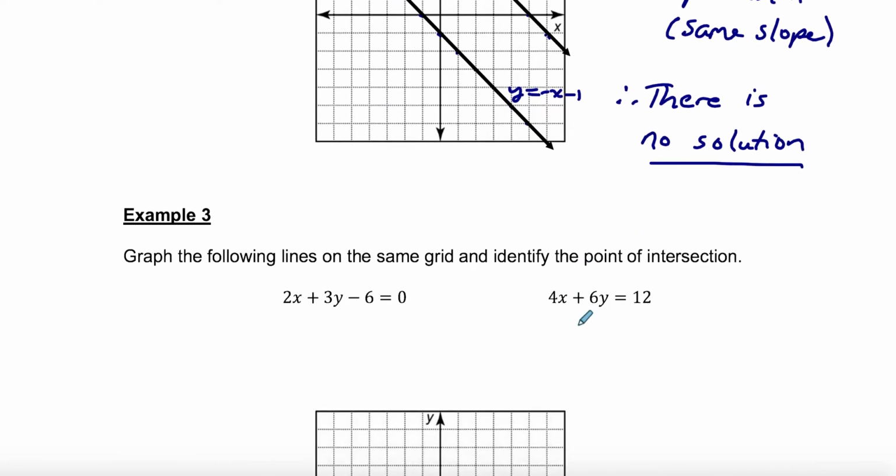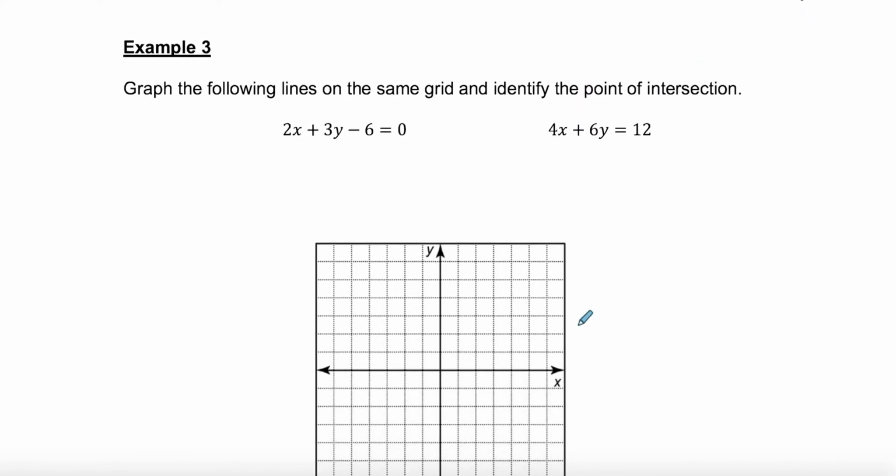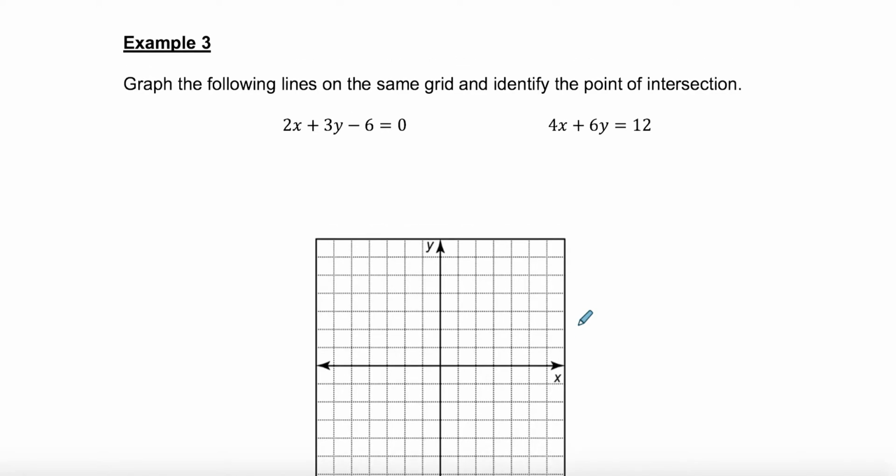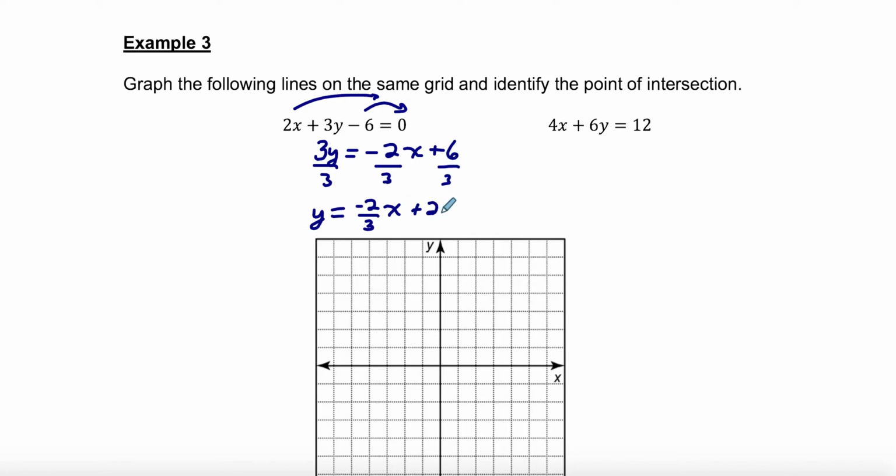Example 3, graph the following lines on the same grid and identify the point of intersection. So maybe with this one, this equation here is in standard form. I think I'll rearrange it because that's going to help me graph this. So I'm going to leave the y term where it is. The 2x becomes negative and then the 6 becomes positive because I'm going to move those to the opposite side. I have to divide everything by 3 because I haven't really simplified and isolated the y yet. If it's 2/3, I would definitely just leave it as 2/3 because that's a rise and a run. But 6 divided by 3, that's just +2. So I can graph that line.